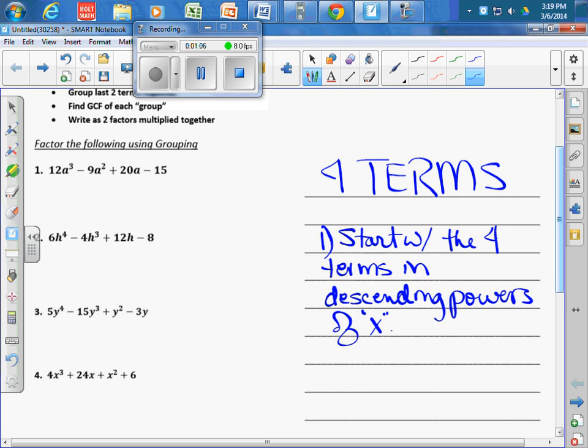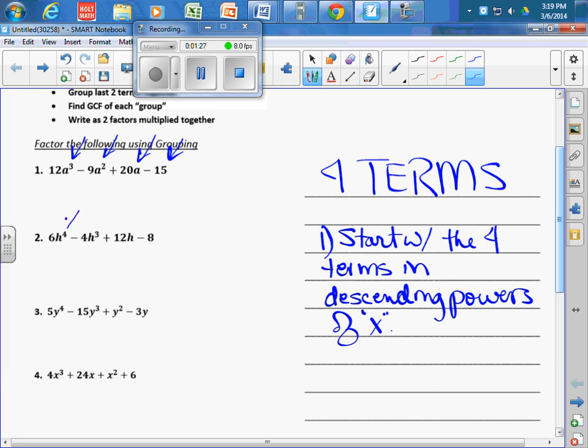Meaning this, or a in this case, in number 1, we're talking about whatever the variable is, you want descending powers. And here's what that means by that. The highest exponent of a in this case needs to be first. The second highest next. Here's a and here's no a's. Look at number 2. You have h to the fourth, h to the third, h, and no h's. These are in descending orders because we're starting with the highest exponent first, and they're descending from there. In number 3, you have y to the fourth, you have y to the third, you have y to the squared, you have y to the first. These are in descending powers. So we've got to start with that.